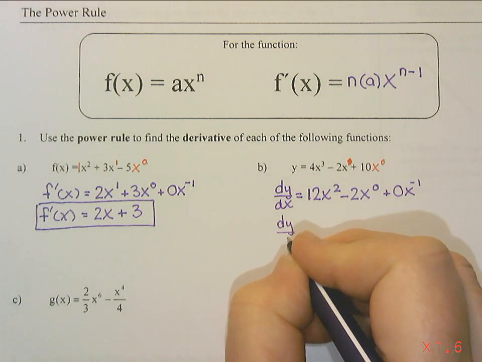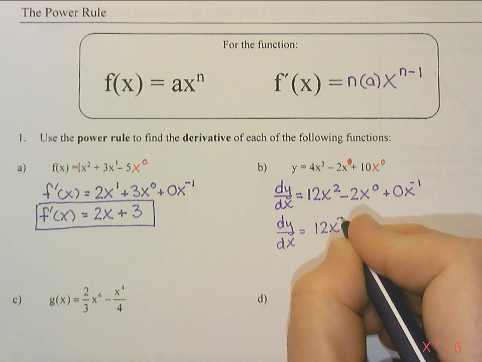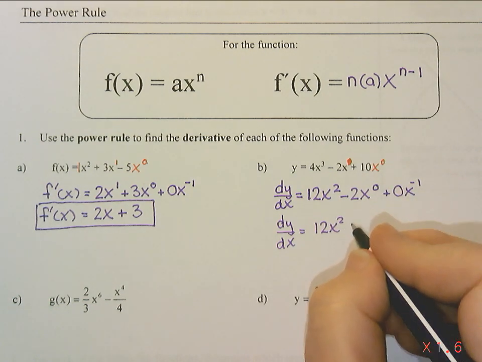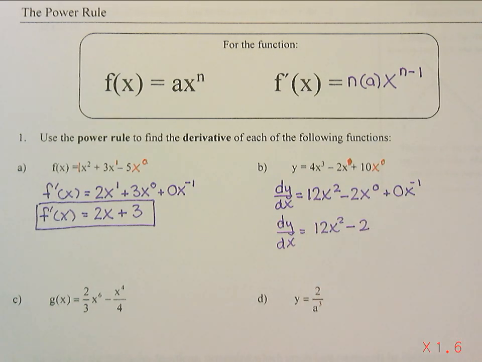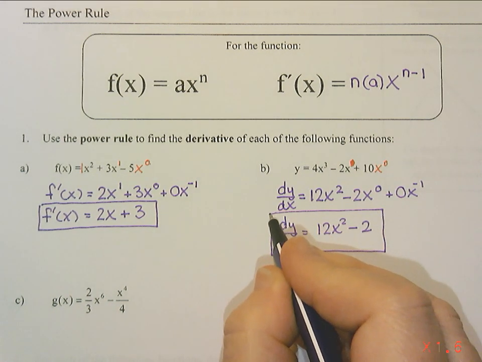So dy by dx is 12x squared. The x to the power of 0 is just 1, so 2 times 1 is 2, so that's -2, and then 0 times anything is 0. So our derivative is 12x squared, take away 2.